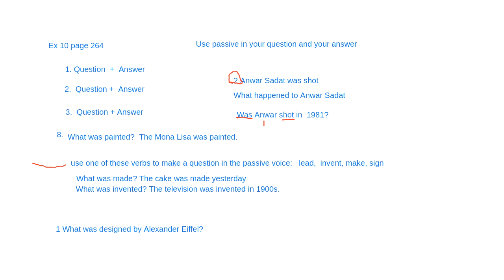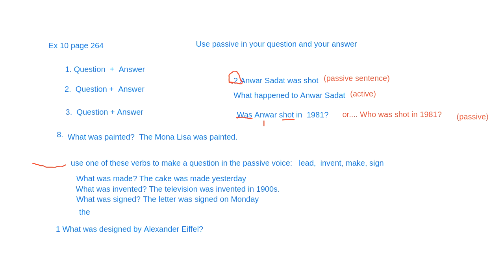Another way to write that would be who was shot in 1981, right? Who was shot? Yes. Okay, so those are both passive questions. And Fei Young made an active question, what happened, right? And then we have up at the top a passive sentence. Okay, so there's a couple of really good examples to look at.